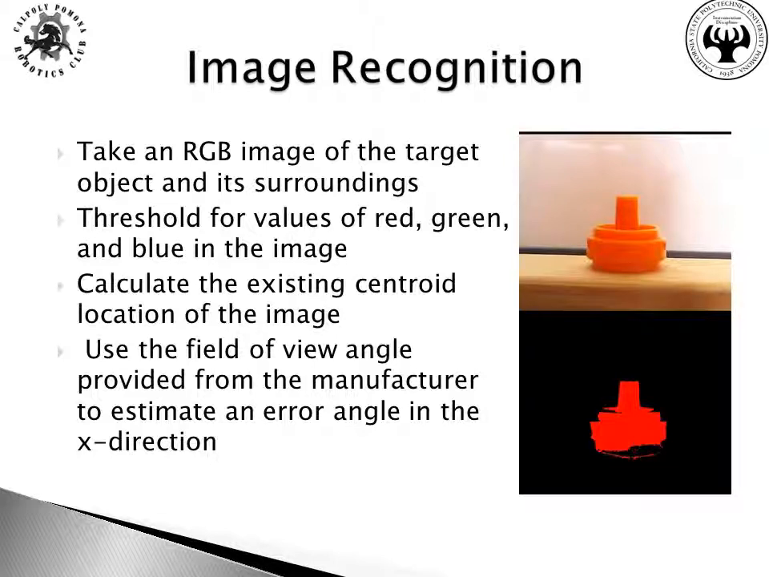In this case, an RGB image was taken of the target object and its surroundings. Then the image's red, green, and blue values were given threshold values such that the pixels that were not red or orange were filtered out. Using this new image as seen below, the centroid of the target was then determined and converted to angular errors to send to the servo motor.